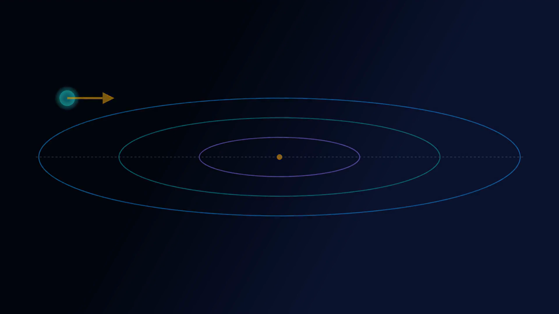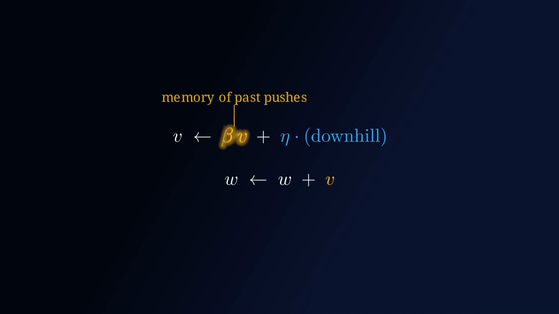Here's how we build that memory. We keep a running velocity. At each step, we take a fraction of the old velocity and add the new downhill push from the gradient. Then we move the ball by that velocity. The velocity accumulates a history of pushes.